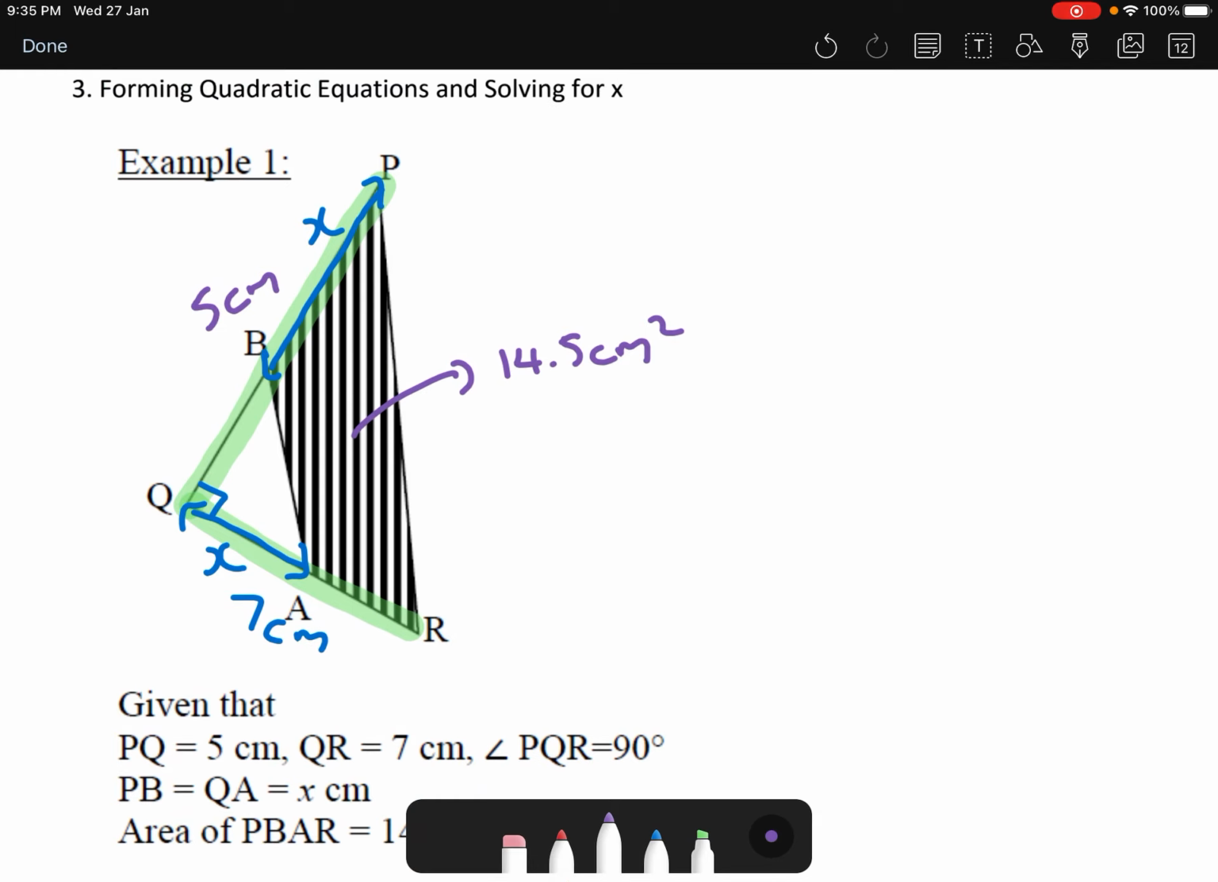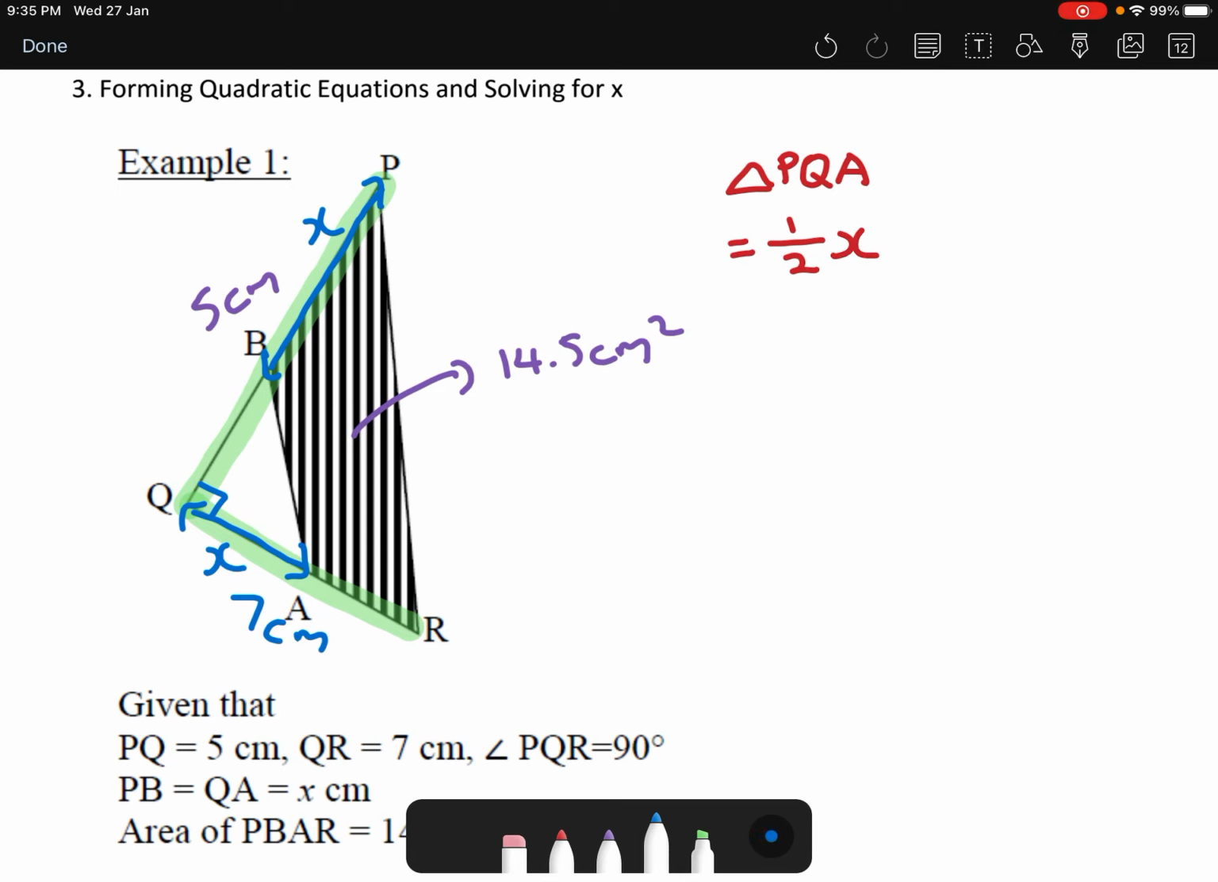Let's find the area of the small triangle. This triangle is PQA. We need to find the area of the triangle in terms of x. It's a right angle triangle, so it's half times x times the QB. But we don't know QB.